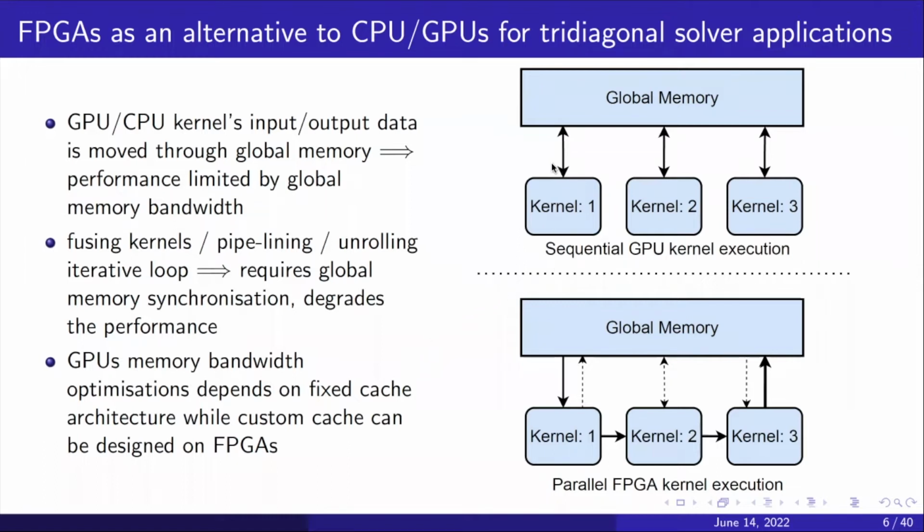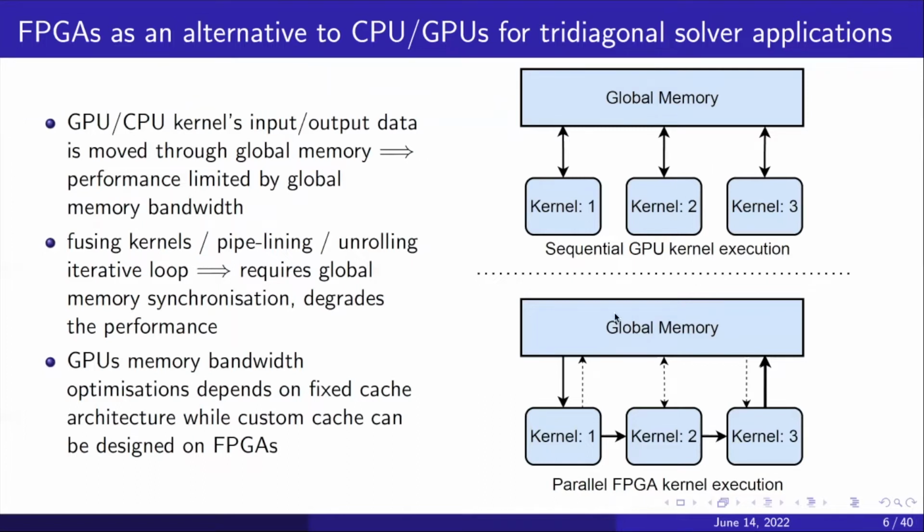On GPUs, input and output come from and go to global memory, and GPU global memory is usually the limiting factor for performance for many applications as well as ADI applications. Attempts to fuse, pipeline or unroll the iterative loop of kernels for better data reuse on GPU will require global memory synchronization points. This would lead to performance degradation.